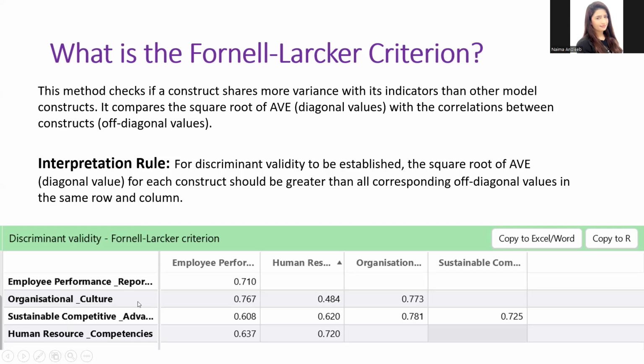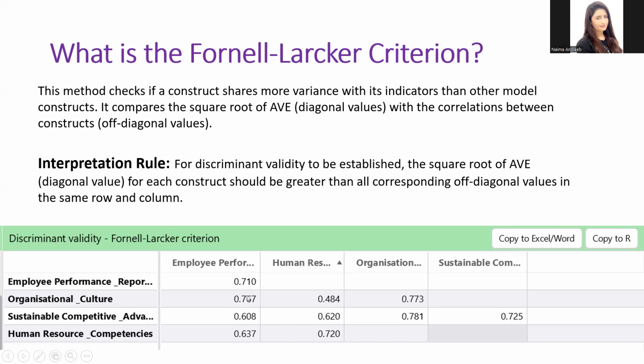Now let me show you. This is the row and this is the column. Now we need to see that this value, the higher value, should be higher than all of the other constructs, and it should look like stairs. It is better if it looks like stairs. Then this value should be higher than all of the other columns and all of the rows, like 0.710, 0.767, and then here 0.608.